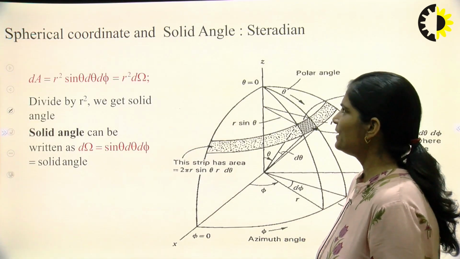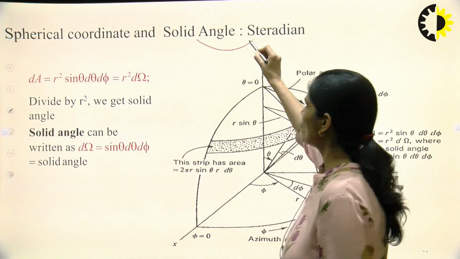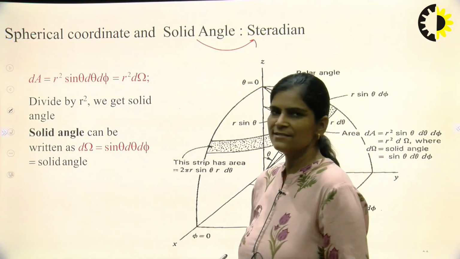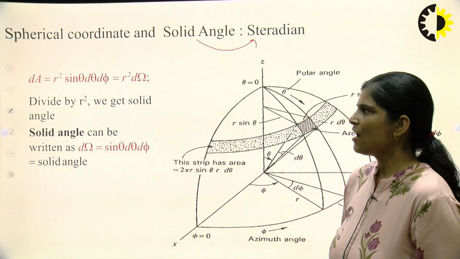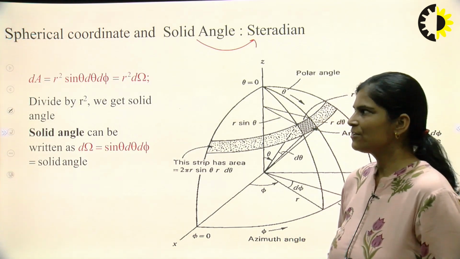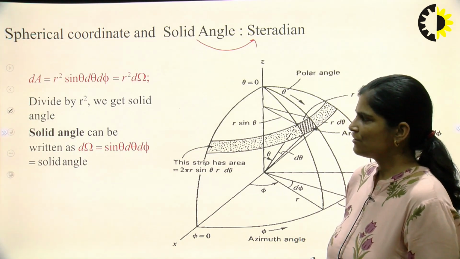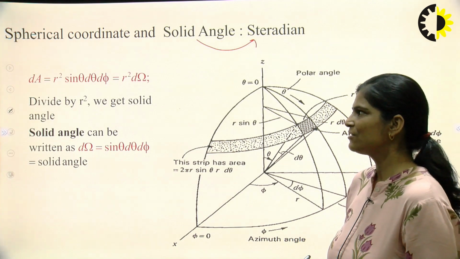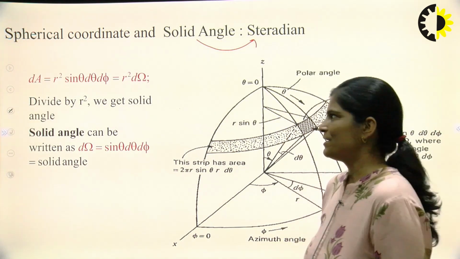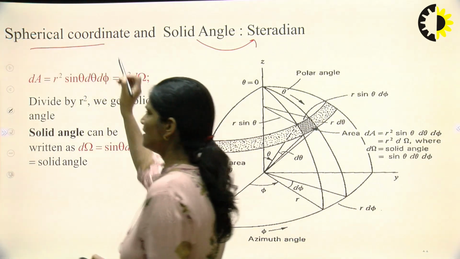Now, spherical coordinate and solid angle. So this solid angle is measured in the form of steradian. Now, we already discussed in the previous lectures how we can write the Cartesian coordinates, cylindrical coordinates, and spherical coordinates. Now we have to consider here spherical coordinates, because we are finding the angular distance between 2 points. So for angular distance, we have to consider spherical coordinates.